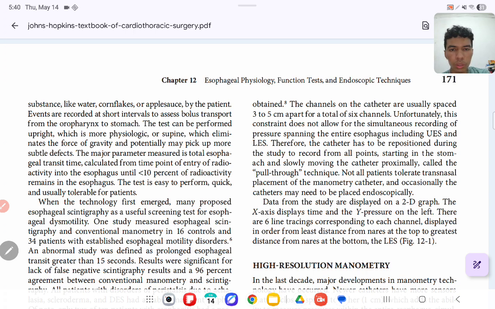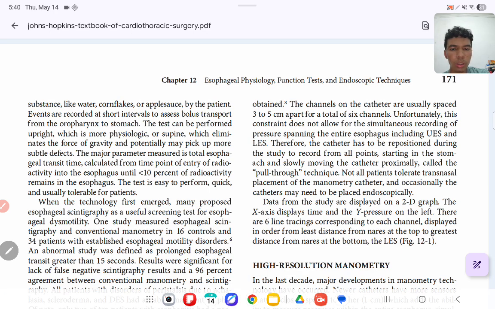Unfortunately, this constraint doesn't allow for simultaneous recording of the pressure spanning the entire esophagus, including the UES and LES. Therefore, the catheter has to be repositioned during the study to record from all points, starting in the stomach and slowly moving the catheter proximally, called the pull-through technique.